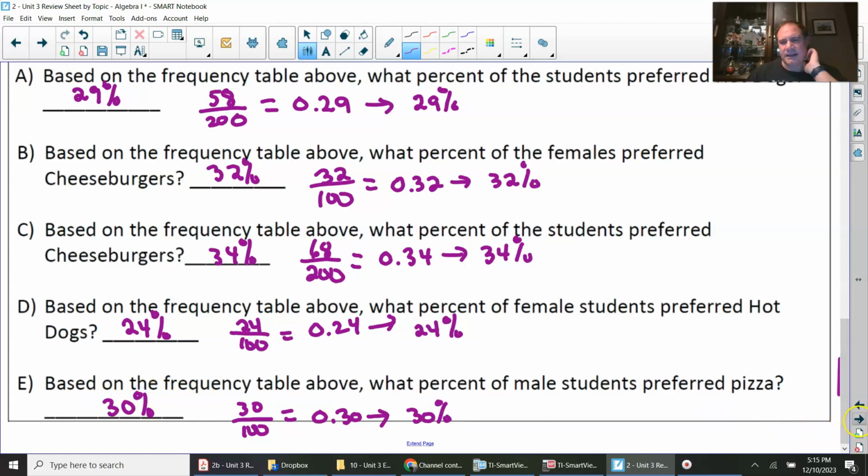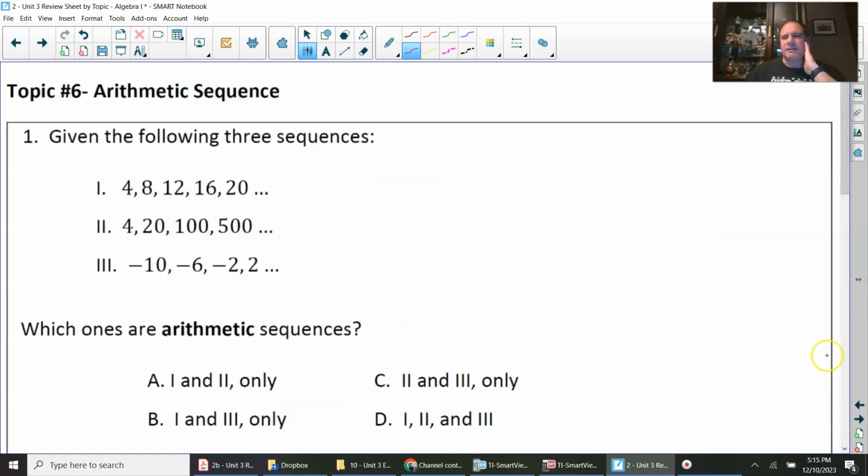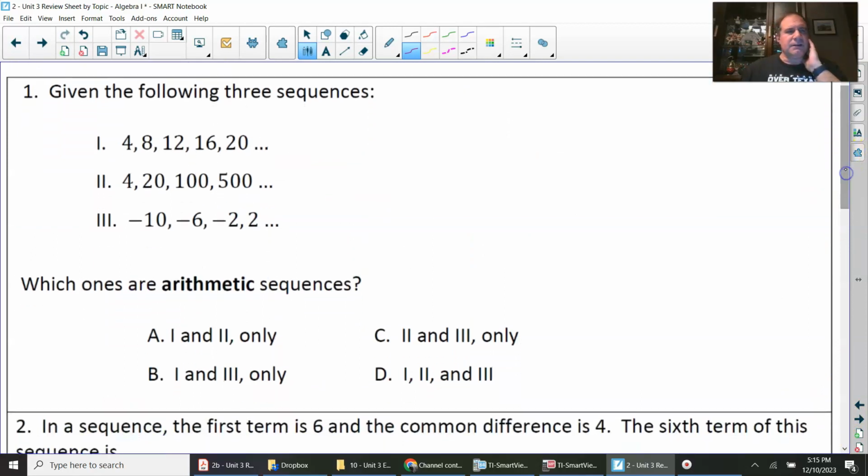And that is that. All right, topic number 6, arithmetic sequence, our favorite. Given the following 3 sequences, which ones are arithmetic? In other words, remember, you have to identify if it's adding or subtracting to get to the next term in an arithmetic sequence. So let's see what this brings us.